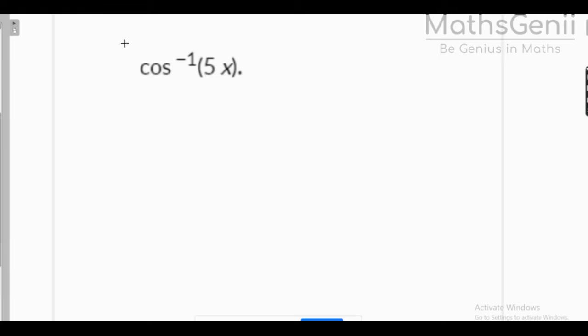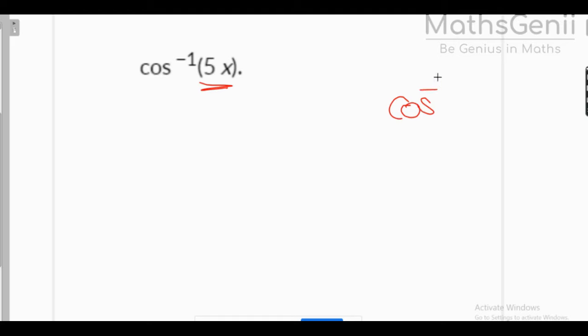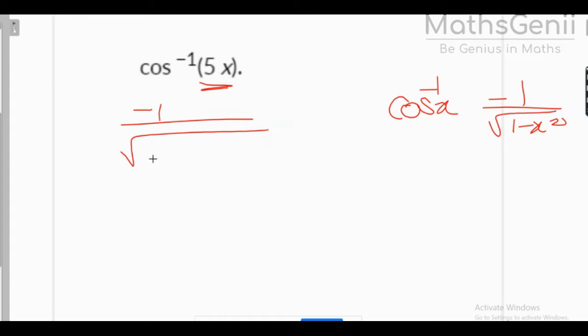So this is your function, cos inverse, you have to find the derivative. Again, you don't have just x here. What is the formula of cos inverse x? The cos inverse x derivative formula is minus 1 upon root of 1 minus x square. So here again I'll write minus 1 upon root of 1 minus x square. But again apply chain rule. Assume this as x.